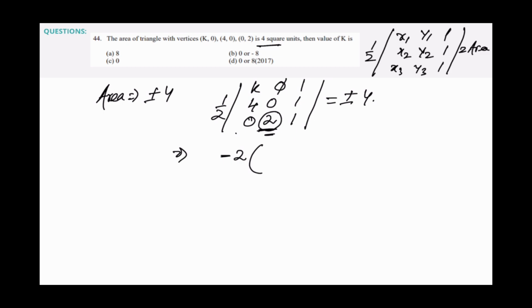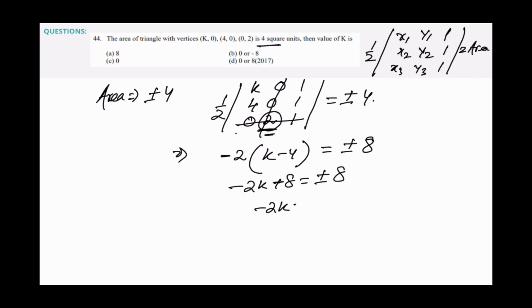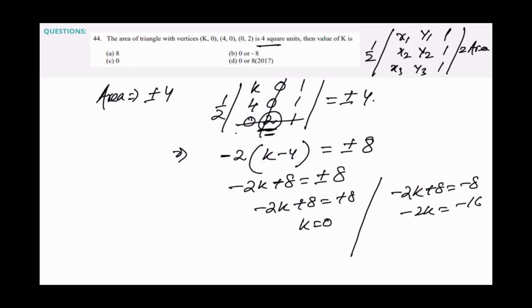Minus 2 into k minus 4 is equal to plus minus 8, correct? So minus 2k plus 8 is equal to plus minus 8. First we'll do minus 2k plus 8 is equal to plus 8. So directly we can see k is 0. Minus 2k plus 8 is equal to minus 8, so minus 2k is equal to minus 16. So k is equal to 8.